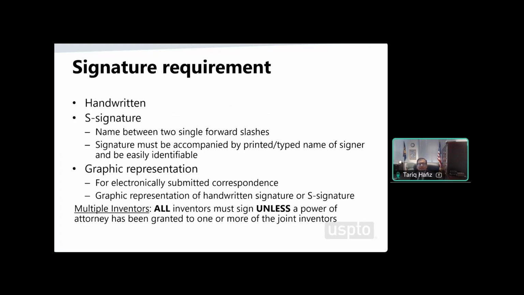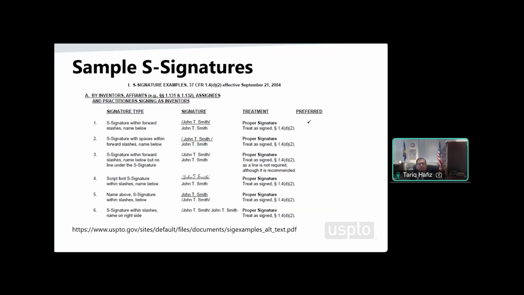So what qualifies as a signature? An ink signature on a piece of paper that is scanned in, or for electronic signatures, you could use your name typed between two forward slashes, or a graphic representation like an auto-generated signature. Again, if there are multiple inventors without an attorney, all inventors need to sign. Here are a few options for slash signatures. Definitely the most preferred method is to have the slash signature above the typed name.